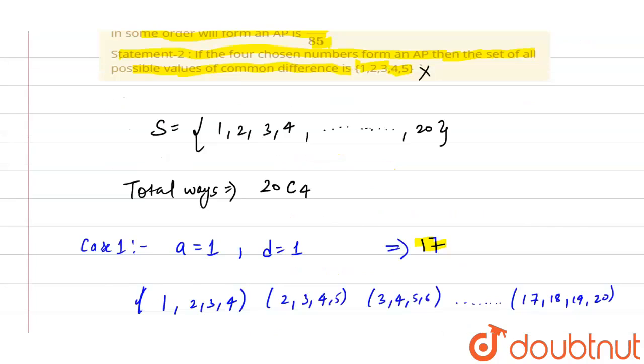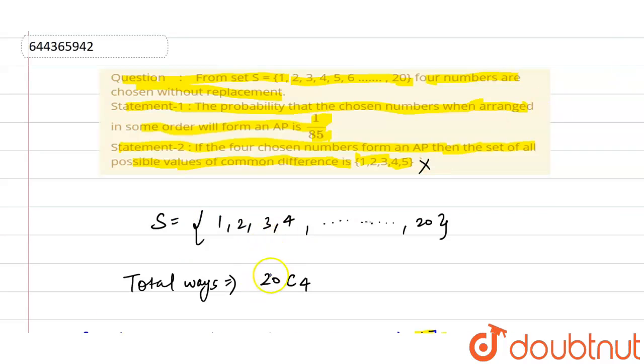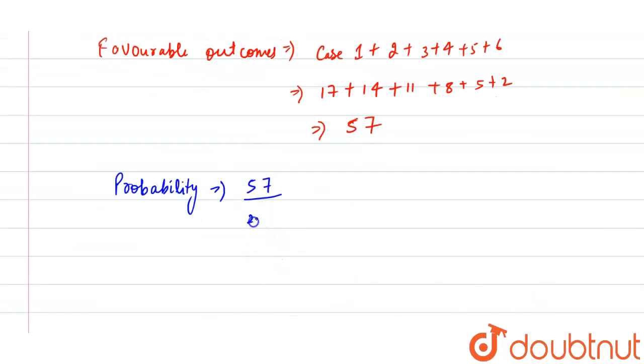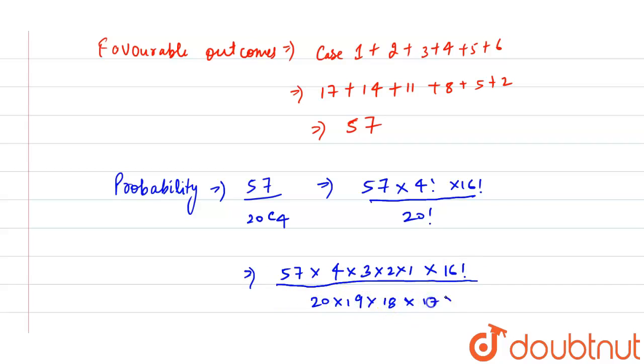Now we know that the formula for the probability is favorable outcomes upon total outcomes. So our favorable outcomes are 57, and our total outcomes, as selected in the first part of the question, are 20C4, that is the total ways of selecting 4 numbers. So this is 57 divided by 20C4. Now we solve this: 57, and there is multiplication of 4 factorial into 16 factorial divided by 20 factorial. Now we again solve this: 57 multiplied by 4 into 3 into 2 into 1 and multiplied by 16 factorial, divided by 20 into 19 into 18 into 17 into 16 factorial.